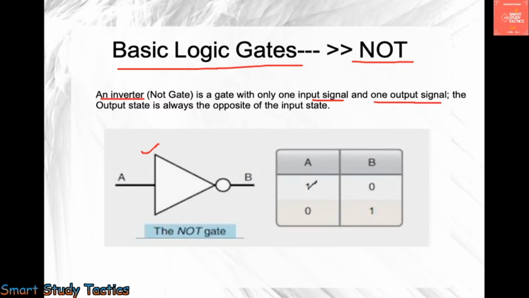As you can see, A is going in and it is giving NOT A as output. Here you can see the input and the output. If you give input 1, you get 0. If you give input 0, you get 1. You can understand it like this: high and low, low and high. I think this is clear to everyone.